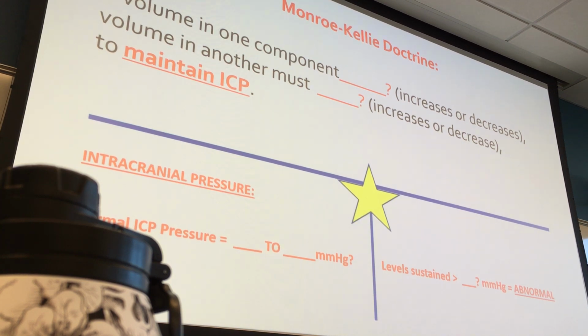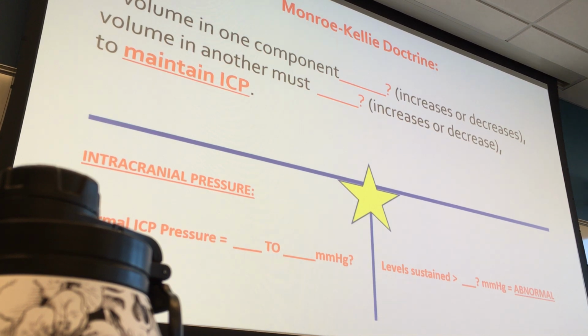So let's talk about some basic formulas that you may see, and some ranges that you may see. You're probably going to see them 99% of the time. What is normal ICP? What's that range?